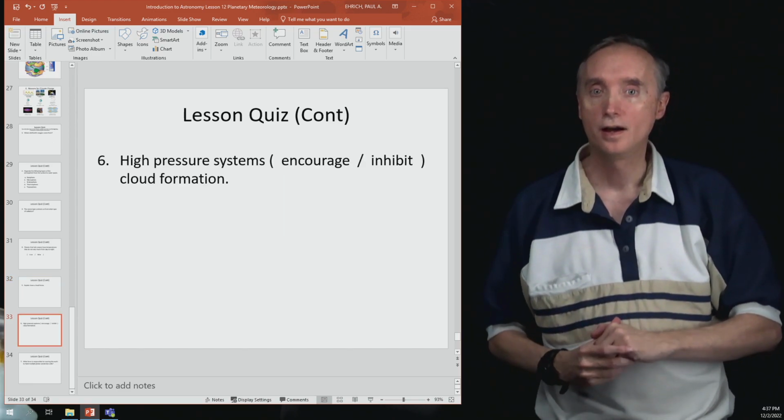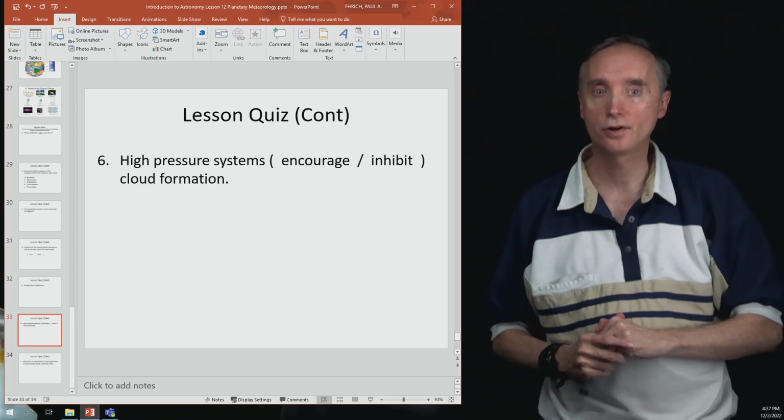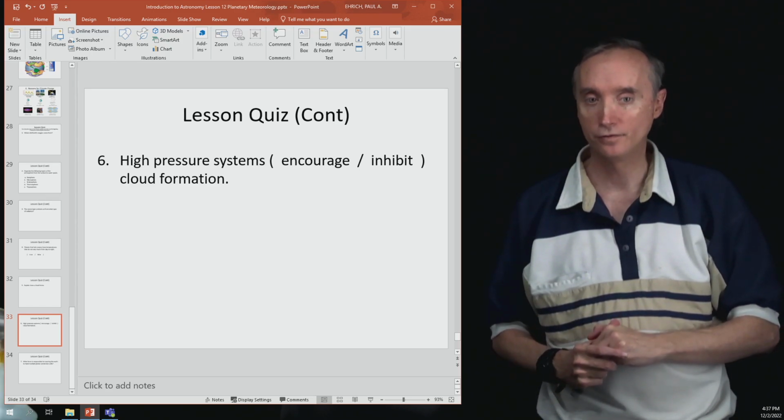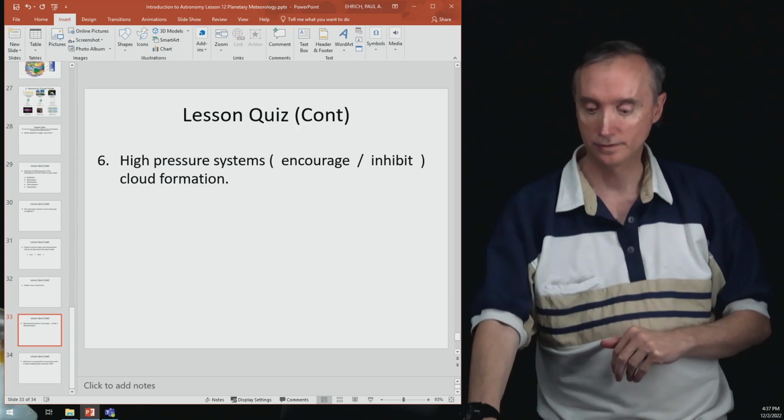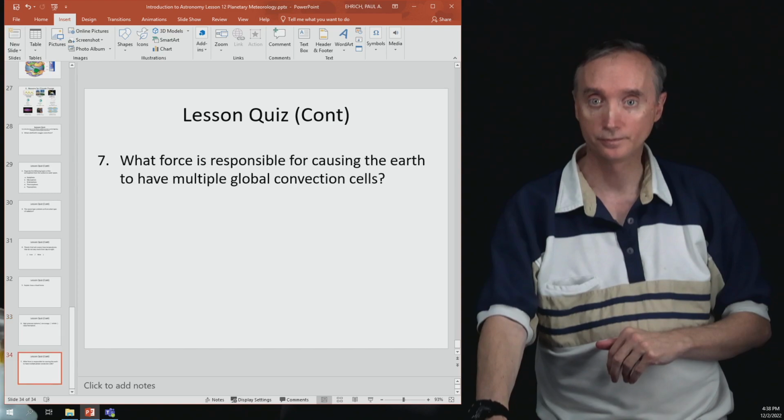Number 6, high pressure systems encourage or inhibit cloud formation. So that would be inhibit. They don't allow clouds to form.